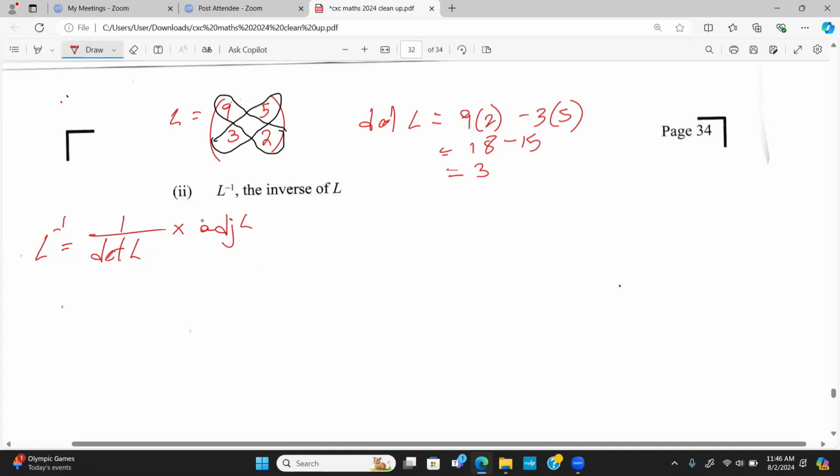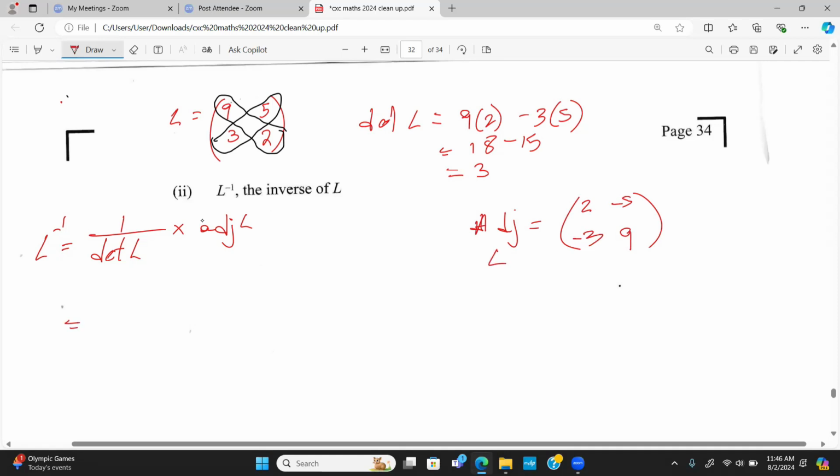The adjoint of L: I'm going to set it up. The adjoint of L is to switch the elements on the main diagonal. So I'm going to switch 9 and 2. So the 2 comes here, the 9 comes there. And we change the sign on the other diagonal. So positive 5 becomes negative 5, and positive 3 becomes negative 3. So this is the adjoint of L right here.